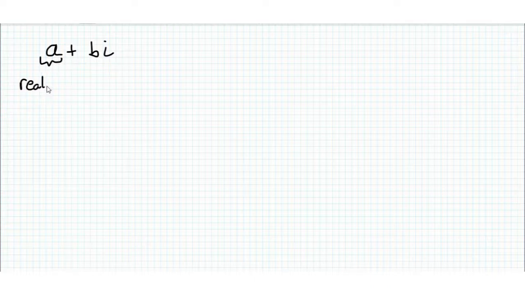To understand those, if we've got a complex number a plus bi, in this form here, a is what we call the real part, and b is what we call the imaginary part.